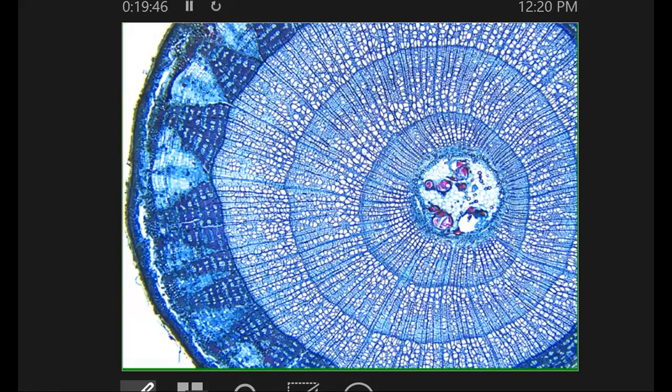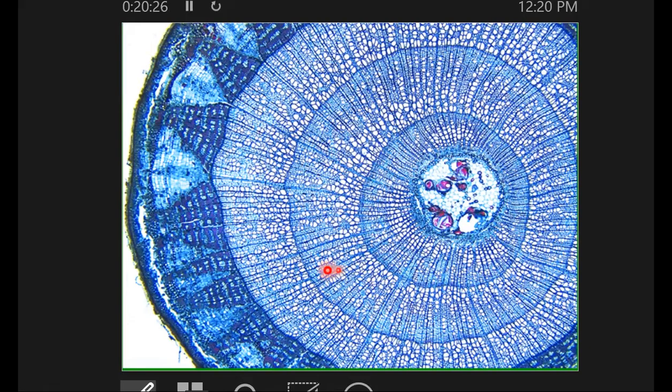So here's a nice cross section. How many years of annual rings do you see here? How many? Just the 3. So the middle is different, so we don't count that. We count 1, 2. So 3 years. So that's a relatively young dicot. And then you can see the good shift in color and design between the xylem and the phloem.